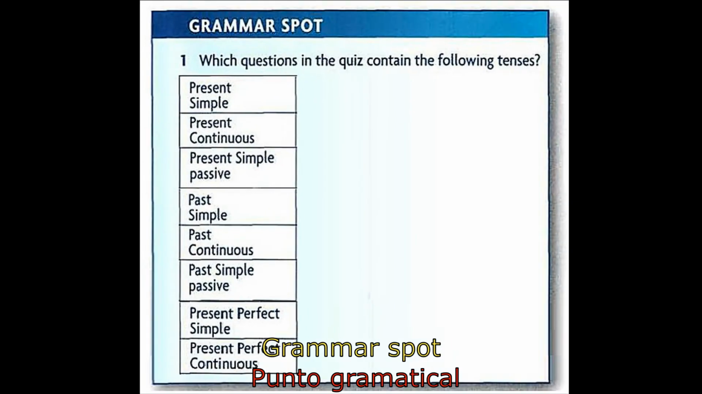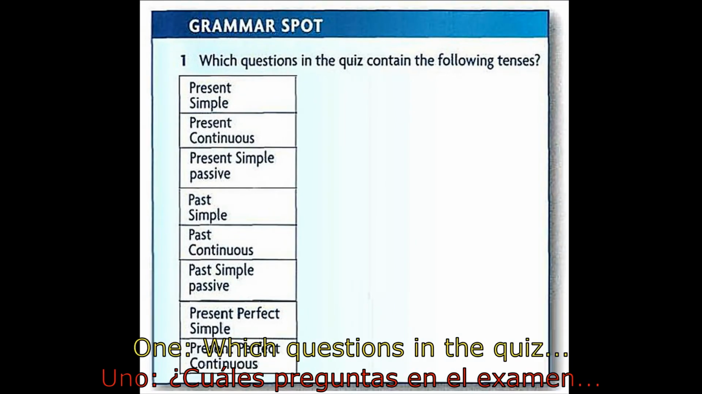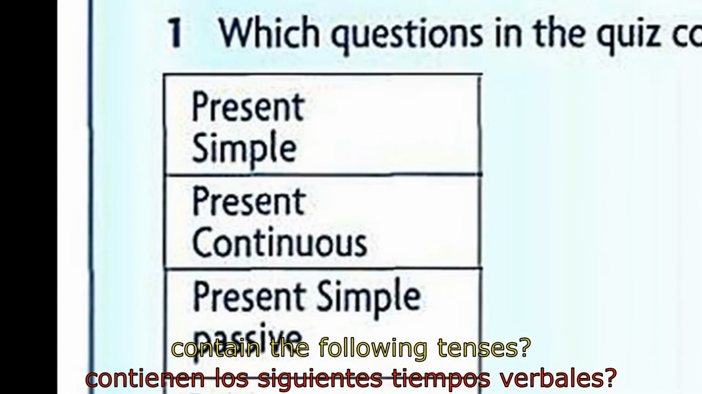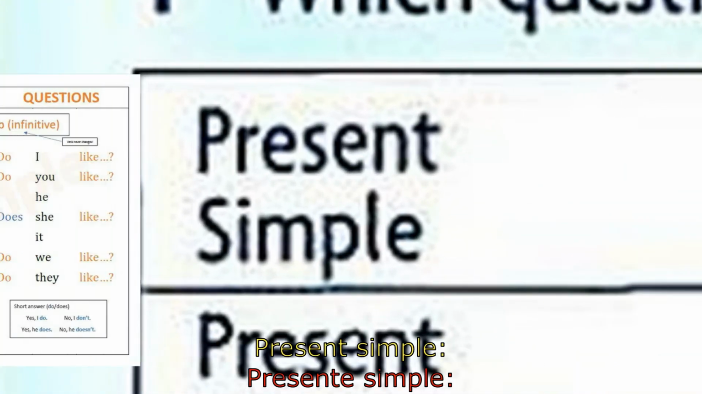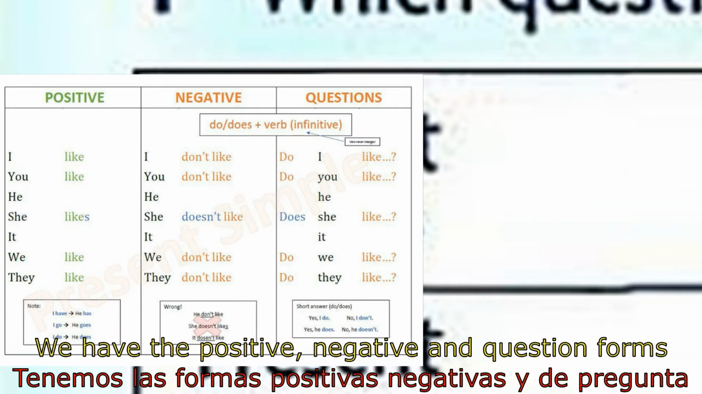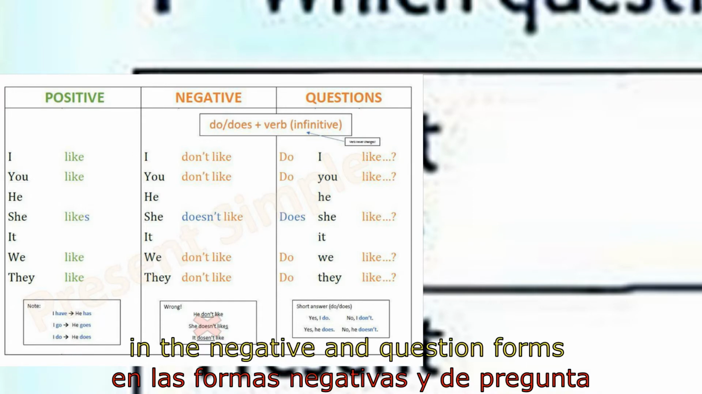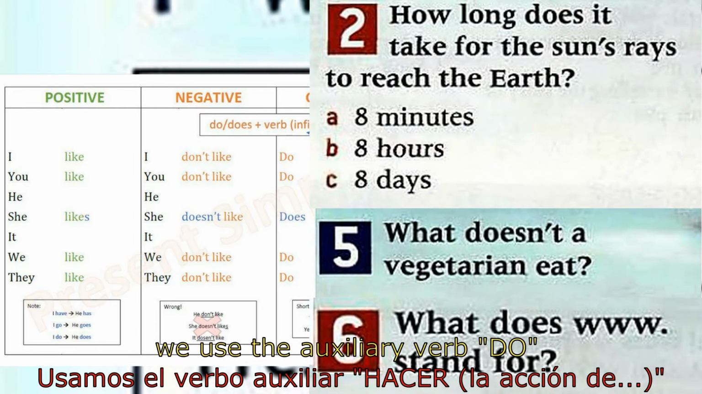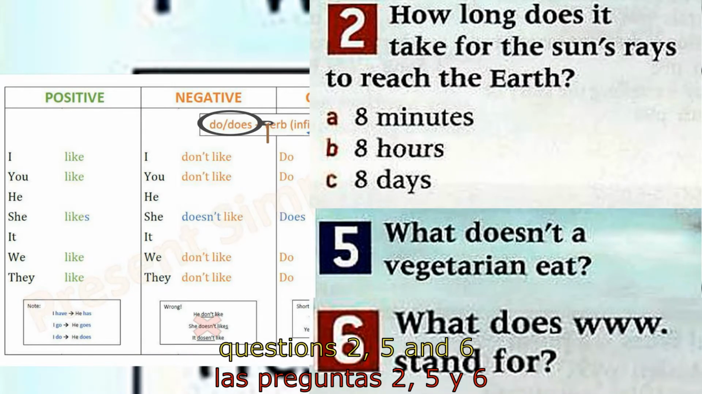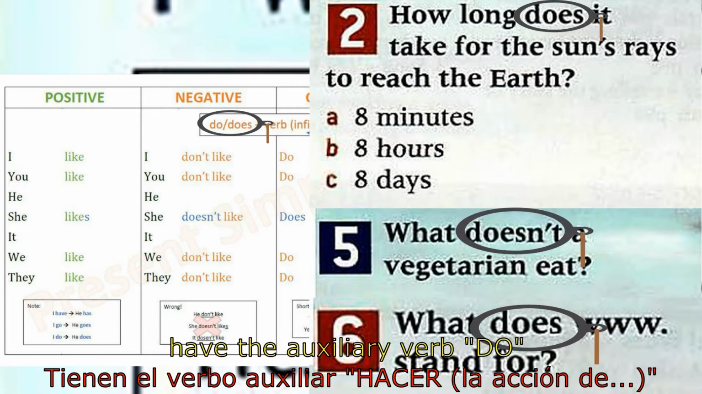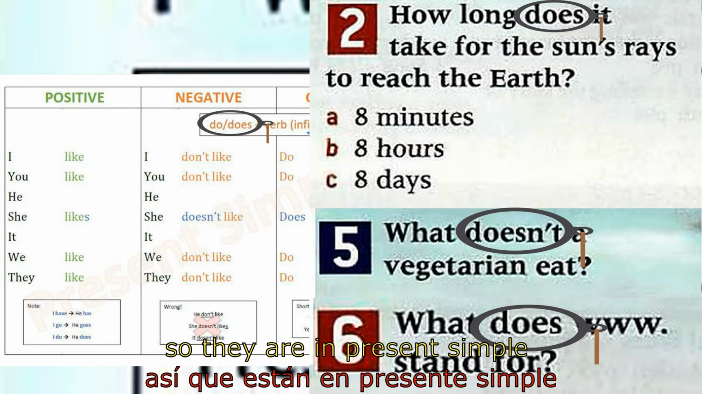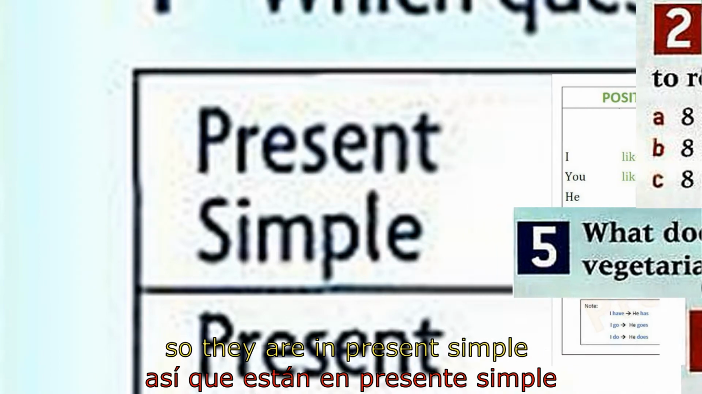Grammar spot. 1. Which questions in the quiz contain the following tenses? Present simple. We have the positive, negative, and question forms of the present simple tense. In the negative and question forms, we use the auxiliary verb do. Questions 2, 5, and 6 have the auxiliary verb do, so they are in present simple.